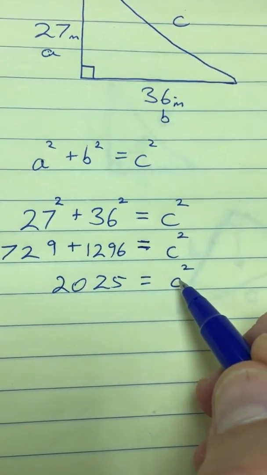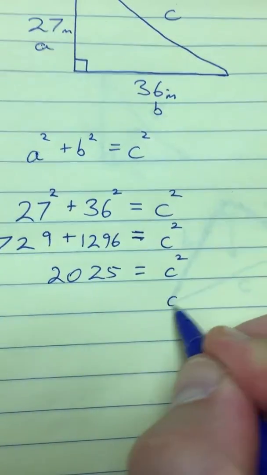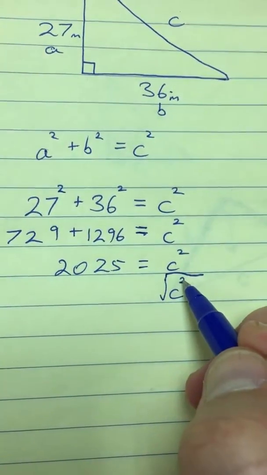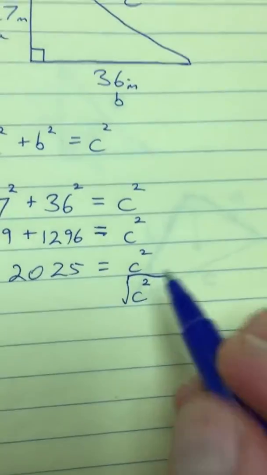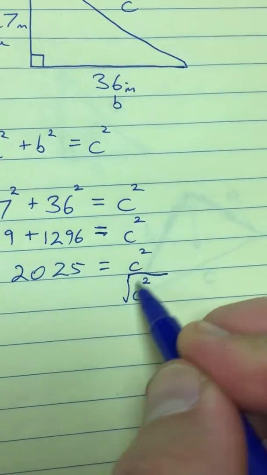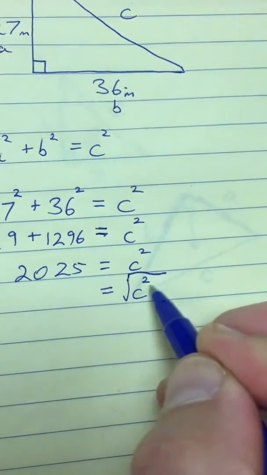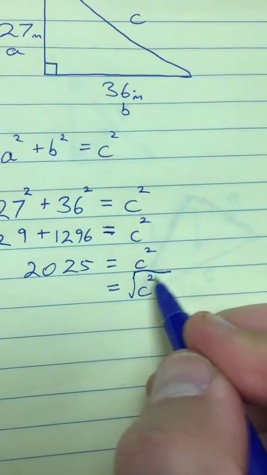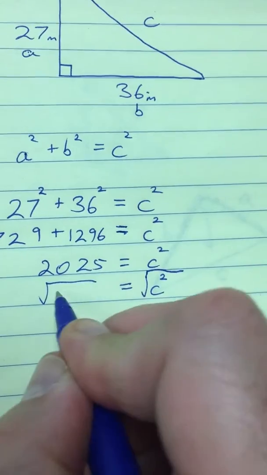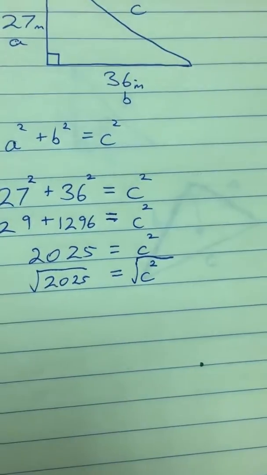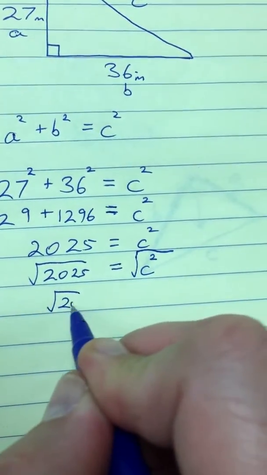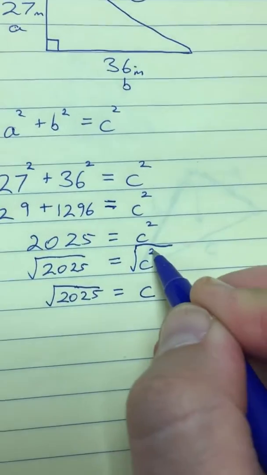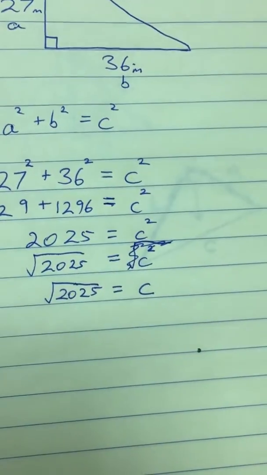But if we remember that a square root gets rid of a squared, they're the opposites. So if I square root this side, I get rid of the squared. And what I do to one side, I must do to the other. So now we have the square root of 2025 equals c, because that gets rid of all of that.